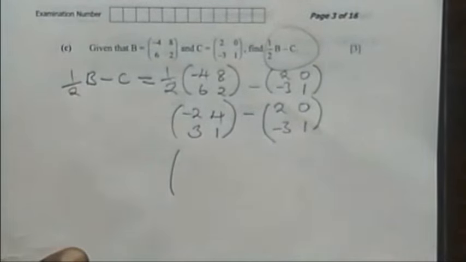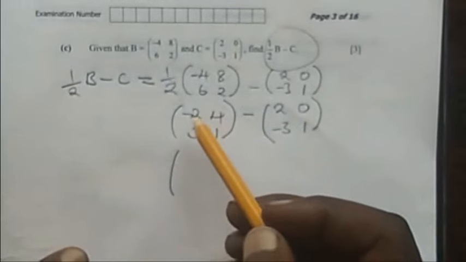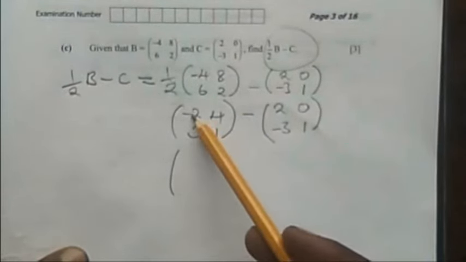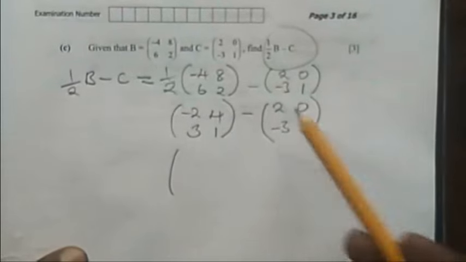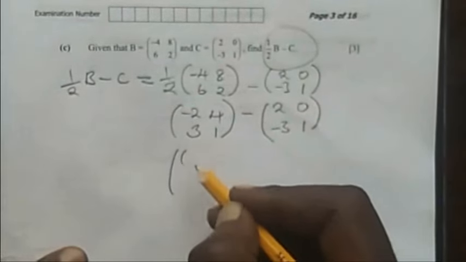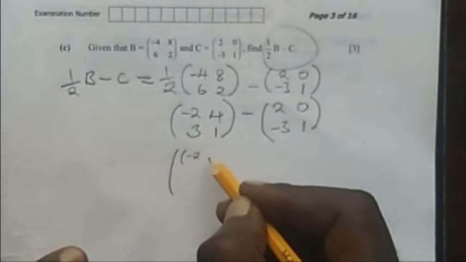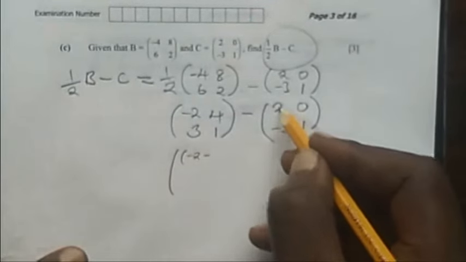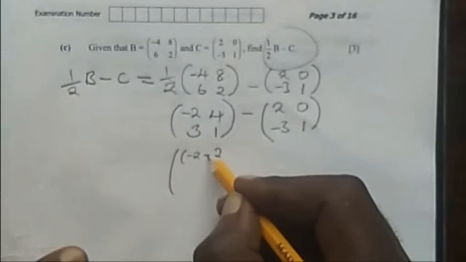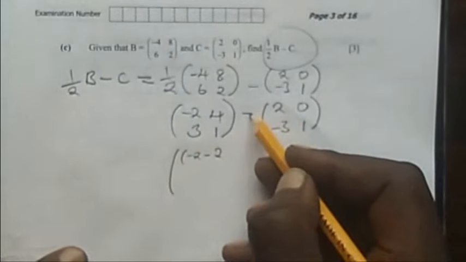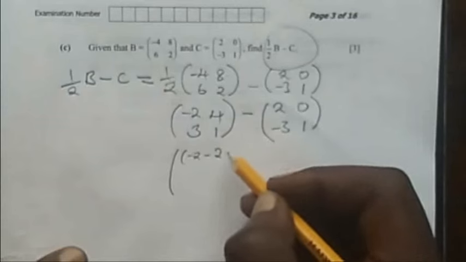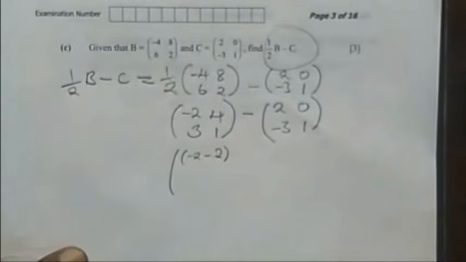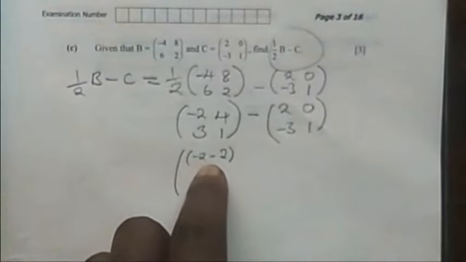So remember, when you're subtracting two matrices, the elements of the matrices that you subtract are those which are corresponding. As you can see, -2 is corresponding to these two. So we're going to have an expression which is, let me open bracket, -2 minus these 2. Remember this negative is the one which is here in the middle. Then it's going to be -2, then I'm going to close bracket. This will make the element for 1, 1.